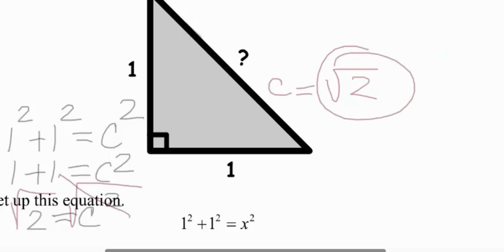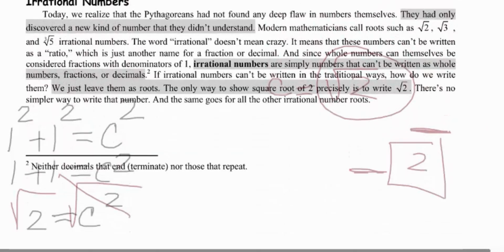And that is going to be an irrational number. That's going to be a number that has a decimal that goes on and on forever. 2 is not a perfect square. So if we had a square with an area of 2, there's no whole number that's going to let us have those sides. Okay, so irrational numbers are numbers that can't be written as whole numbers, fractions, or decimals. If you wrote them as a decimal, they're never going to repeat.